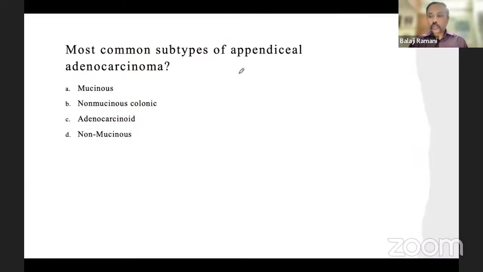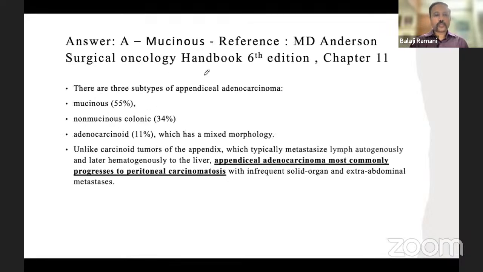Right. So the most common subtype of appendiceal adenocarcinoma is... the answer is quite simple to this one. This is a mucinous adenocarcinoma.